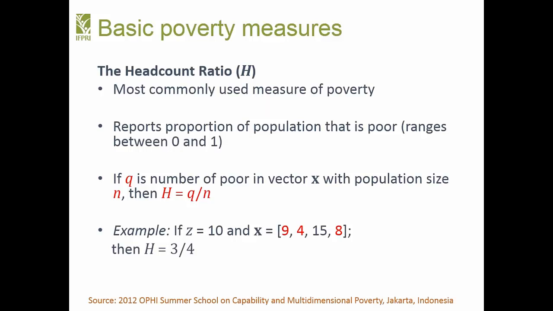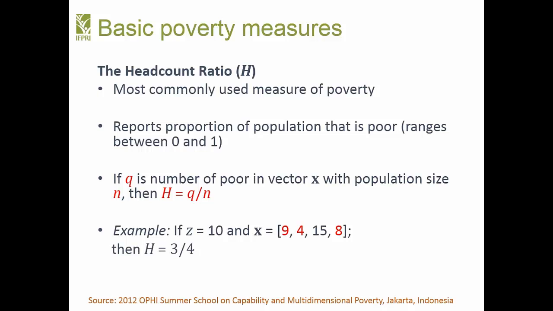Okay, so the basic poverty measure, which should be very familiar to you, is what we're calling the headcount ratio. This is the most commonly used measure of poverty. It is the proportion of the population that is poor. It ranges from 0 to 1, so it's a proportion. So in notation, if q is the number of the poor in vector x, so the vector is just our incomes listed in one line, with population size n, so there's n number of people here, then the headcount, h, is just q over n, right?